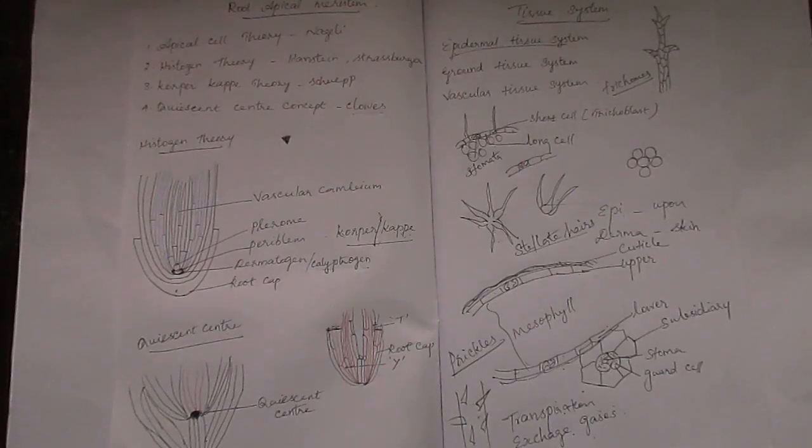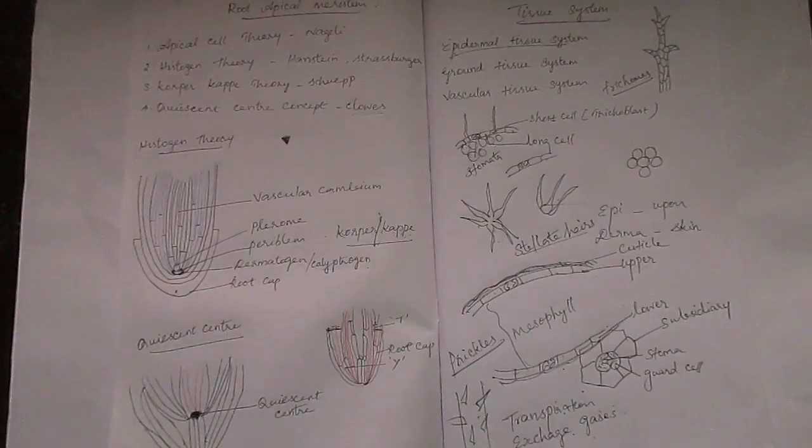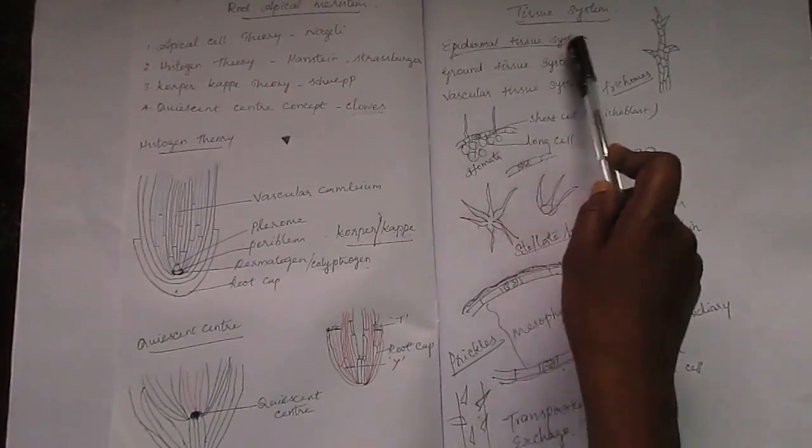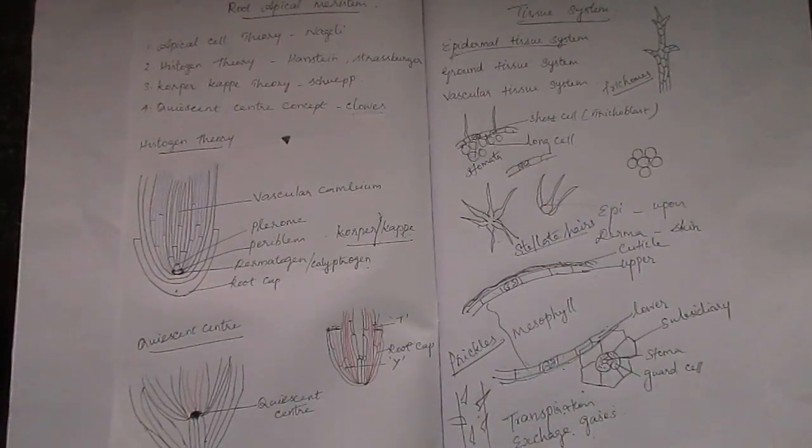So today you learned different questions. The first question is theories of root apical meristem, four different types of theory. Learn this question and draw all the diagrams in the class note. Then the second question, tissue system. Learn the epidermal tissue system and the functions of the tissue system.